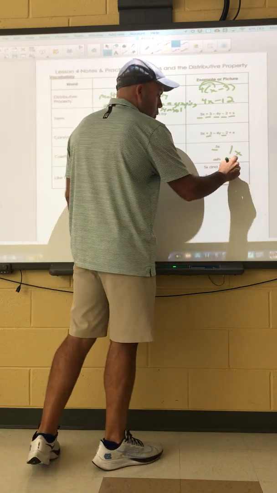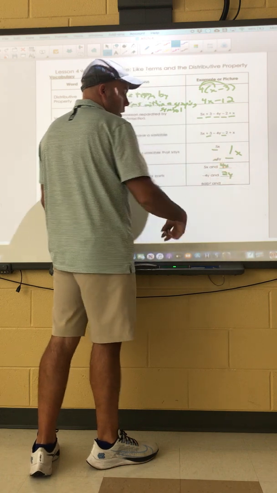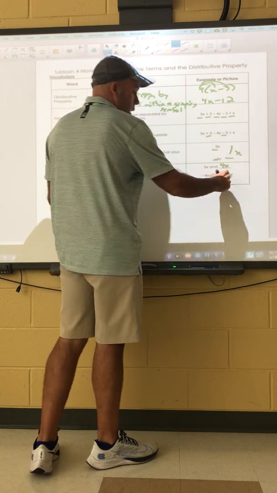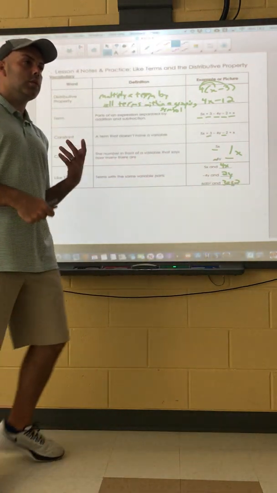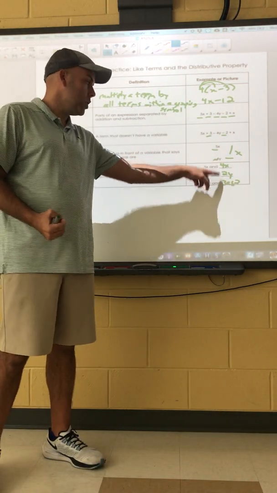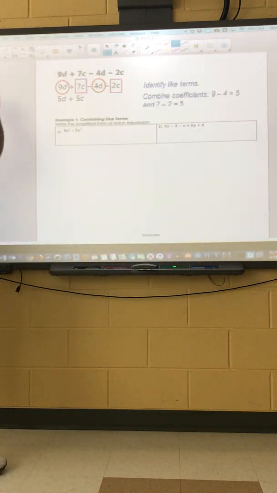So I could have 4x, for instance. Negative 4y and 2y. 6ab squared and 3ab squared. Would you have to have the same coefficients? Not necessarily in terms of the coefficient, but you do in terms of the variable and the exponent.